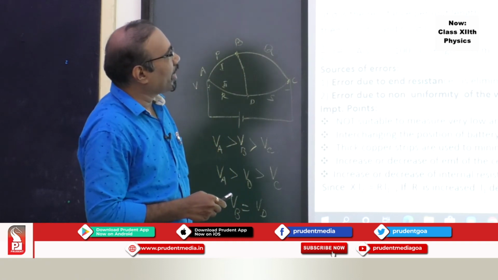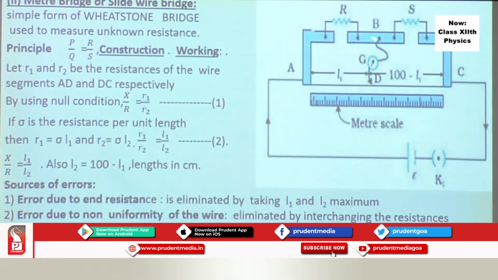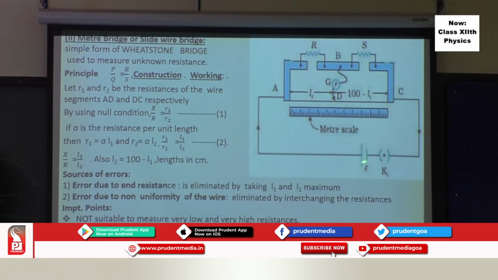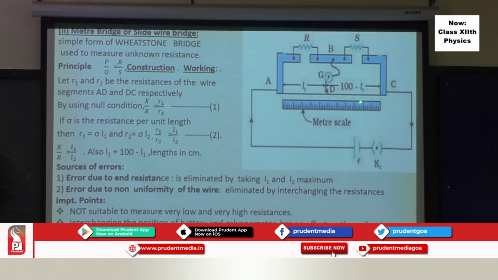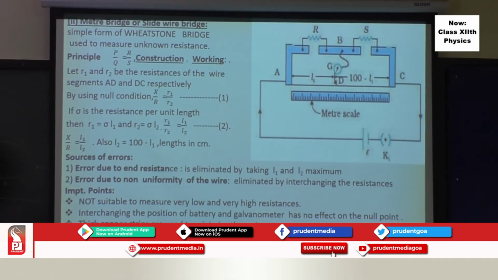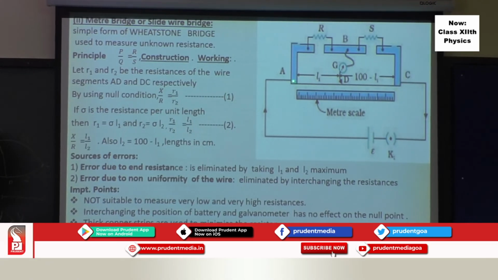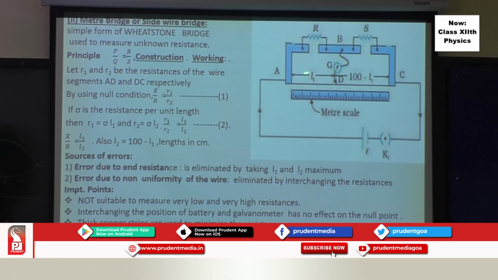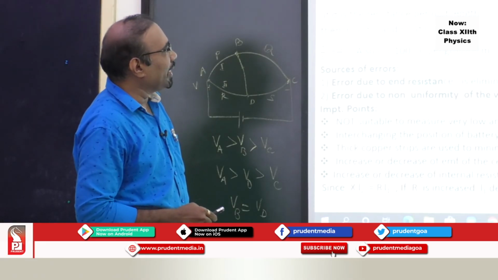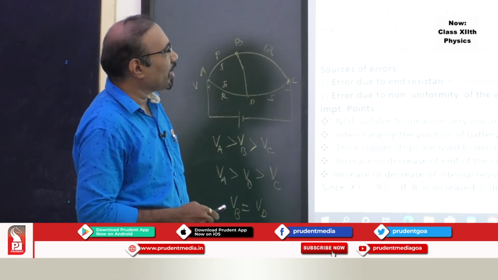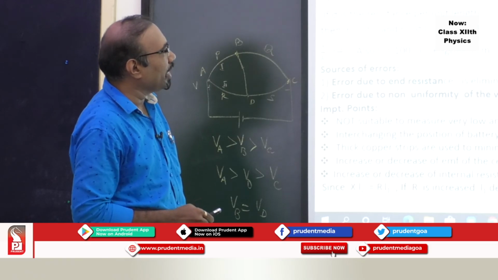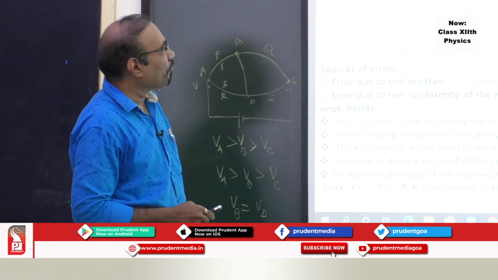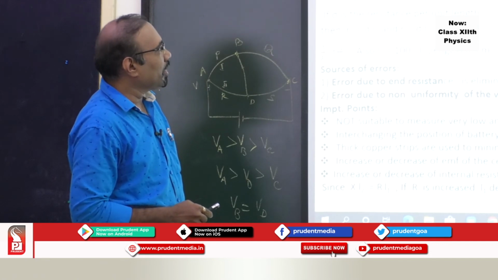So this is the left gap I was talking about. This is the right gap. These are the copper plates. You pass a current with the help of the external circuit. This is the meter scale which is just fixed below the wire. Now, it is working on the principle of Wheatstone bridge. What is that? If points B and D are at the same potential, no current will flow from point B to D, and the bridge will be said to be balanced. So, no current will flow from point B to D when the bridge is balanced.